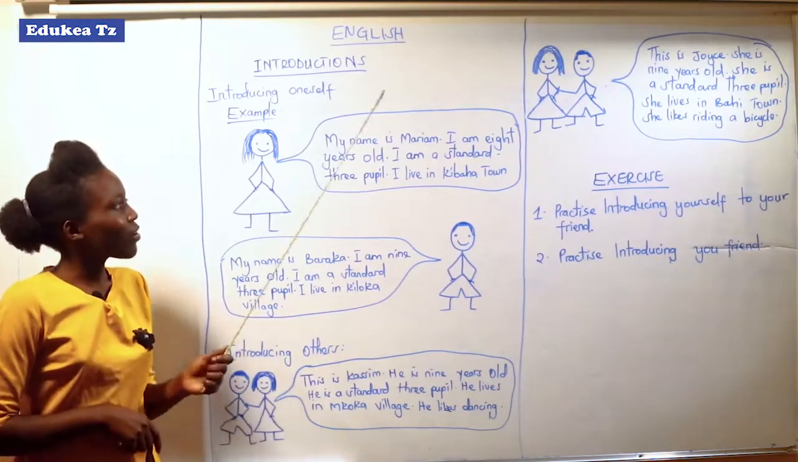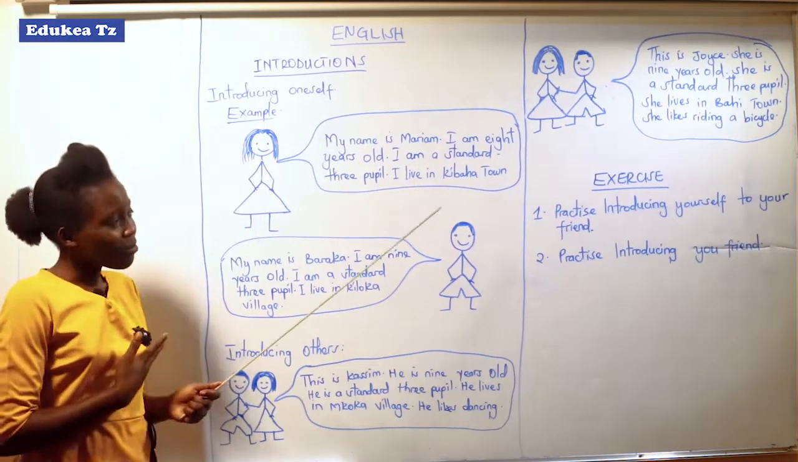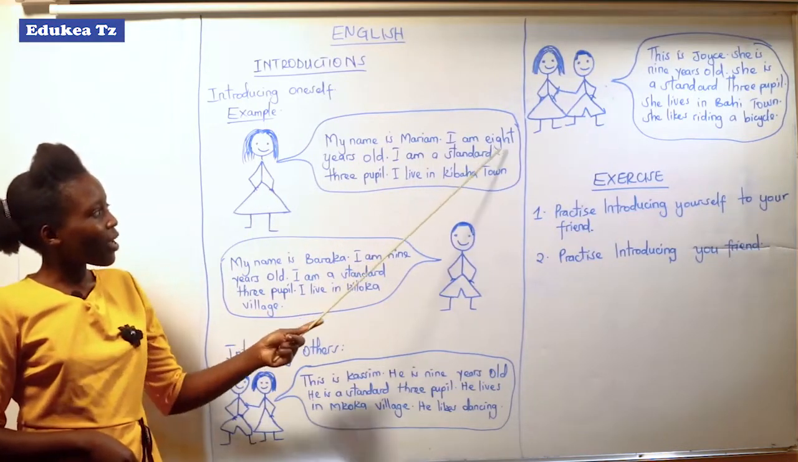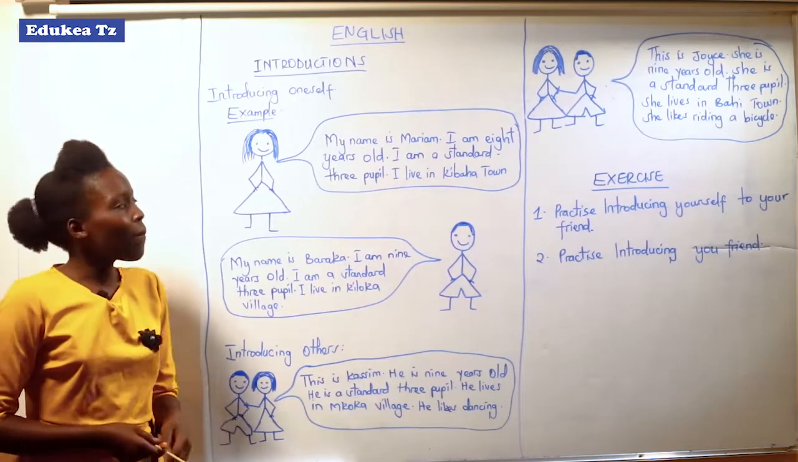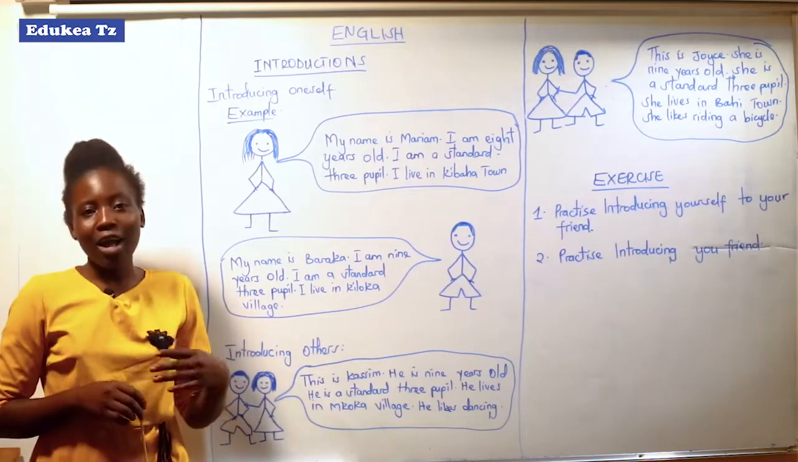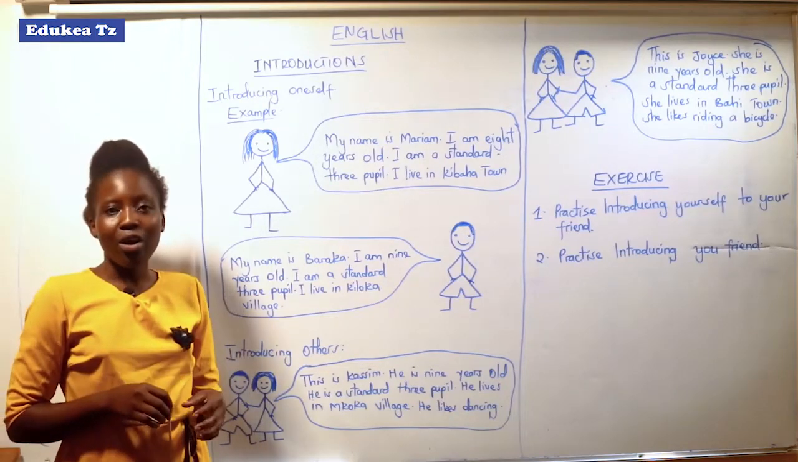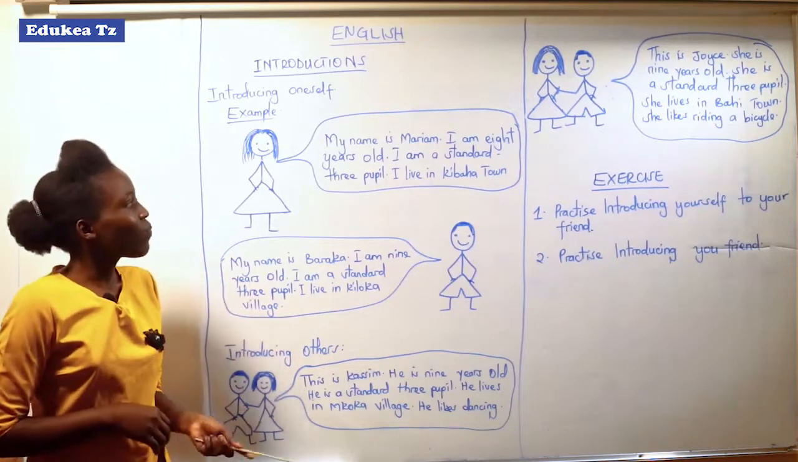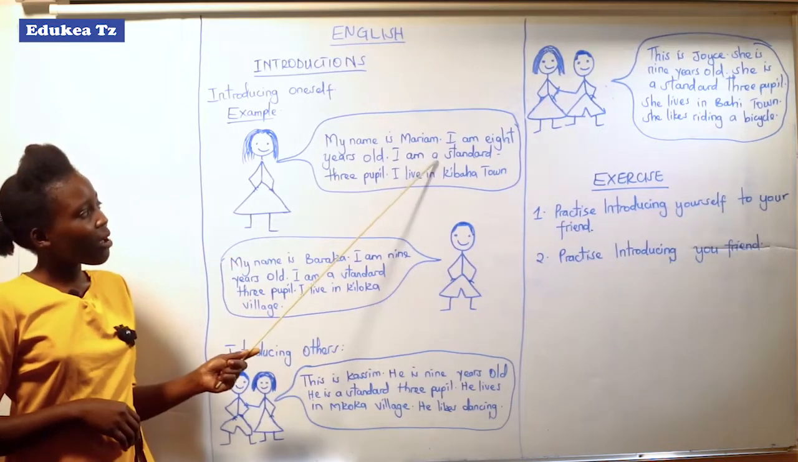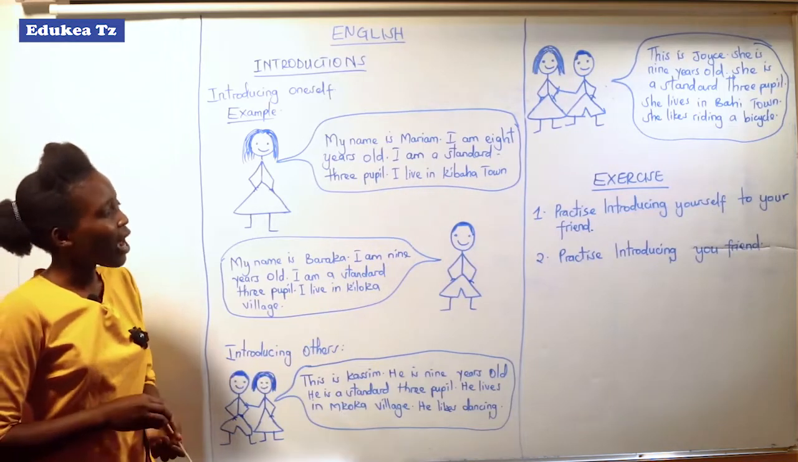By starting with Mariam, she said that my name is Mariam. I am 8 years old. She started by introducing her name, and then the second thing, she introduced how old she is. The third thing she said that I am a standard 3 pupil. I live in Kibaha town.